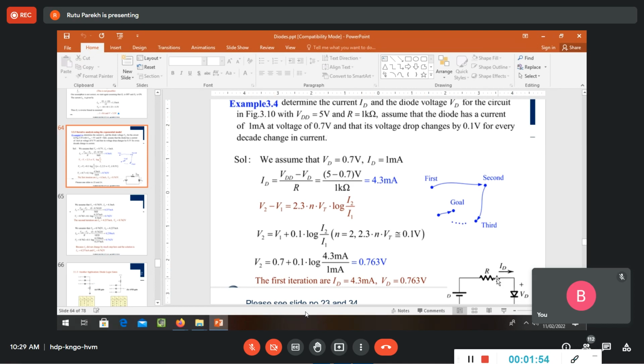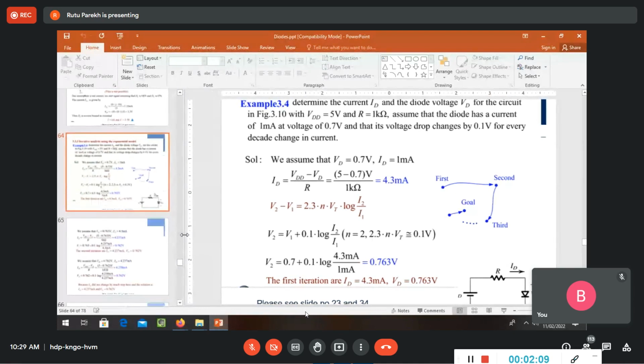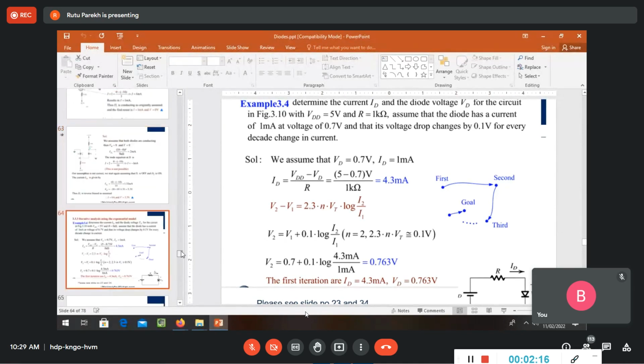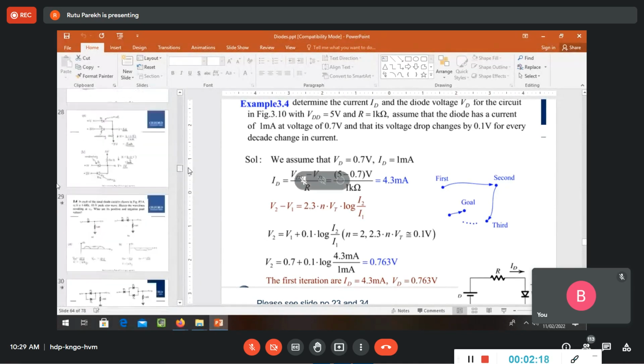Now see, when this is given, the voltage changes by 0.1 for every decade. This difference is given. So if you go back to this, ID and VD, you have to find out the values for these conditions.